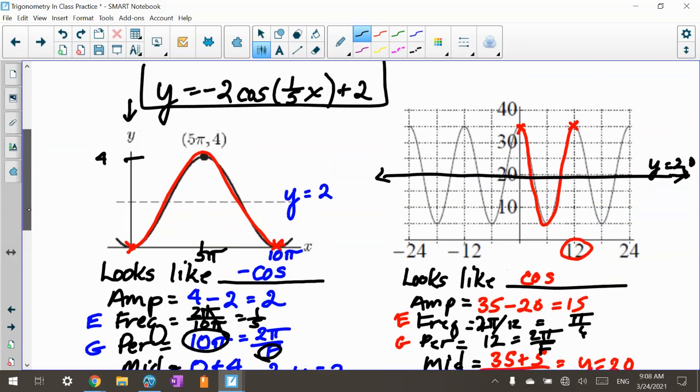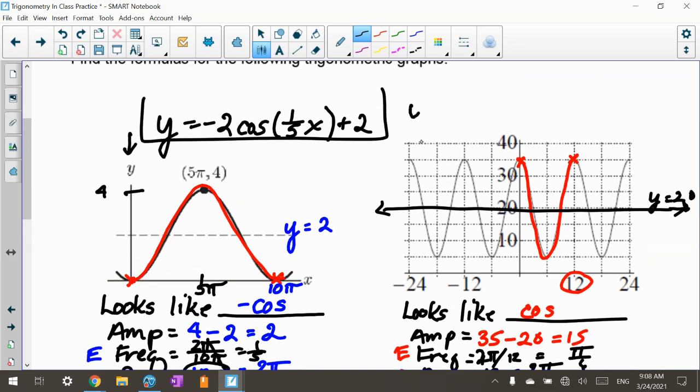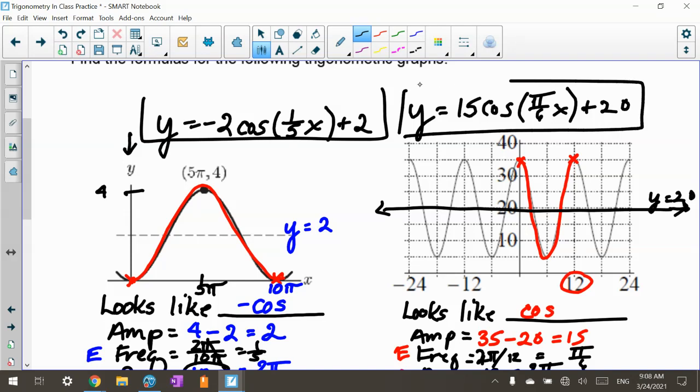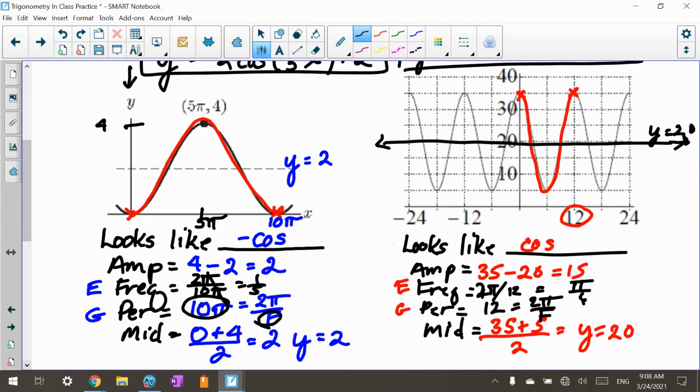Okay? So my equation for this is going to be y equals 15, because your amplitude goes first, cosine, parentheses, my frequency is next, pi over 6, my variable, and then I'm going to add my midline, which is 20, because I raised it up. So this poor cosine curve, it got stretched 15, and then here's my pi over 6 for my frequency, and then I raised it up 20. So there is this curve as well. Okay? So I hope this helps on finding equations of graphs for trigonometric functions.